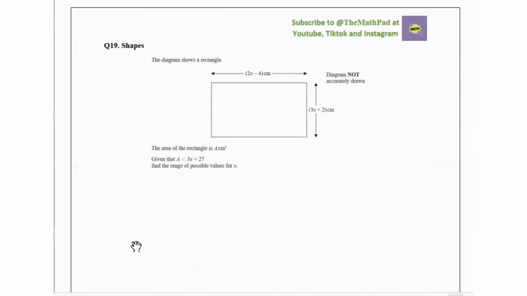Next question says that the diagram shows a rectangle. The area of the rectangle is A centimeters squared. Given that A is less than 3x plus 27, find the range of possible values for x. Now this question combines algebra, quadratic equations, and shapes. We know that the formula for the area of a rectangle is length times width. So in this case, it's going to be (2x minus 4) times (3x plus 2).